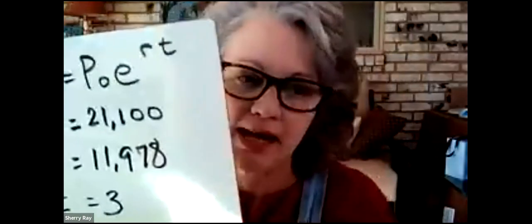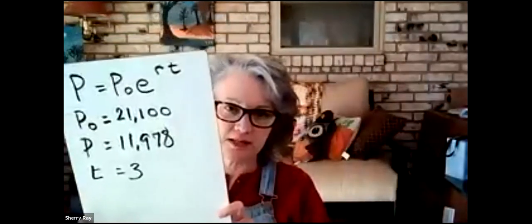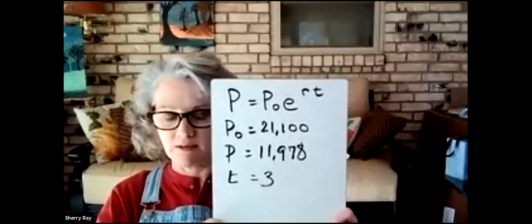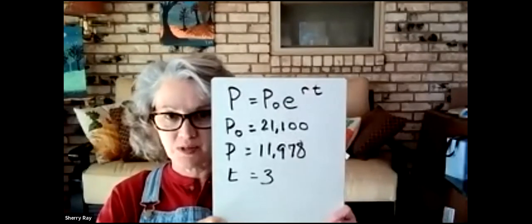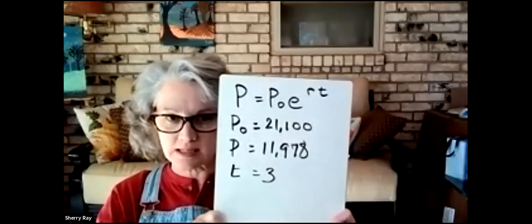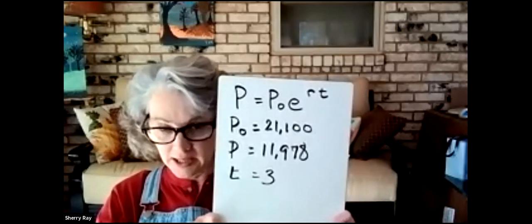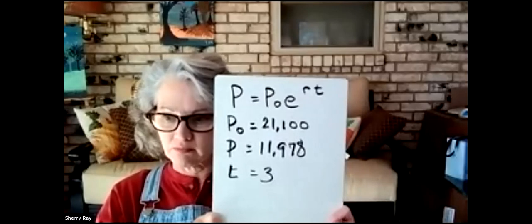So anyway, my initial price is the P naught. That's the original price. So you can think of P with a little 0 as being P original price. P is the value of the car after so many years, and in this case, it's 3 years. So what we're going to do is plug into this formula and solve for R, okay? And we will have to change our decimal to a percentage as well.